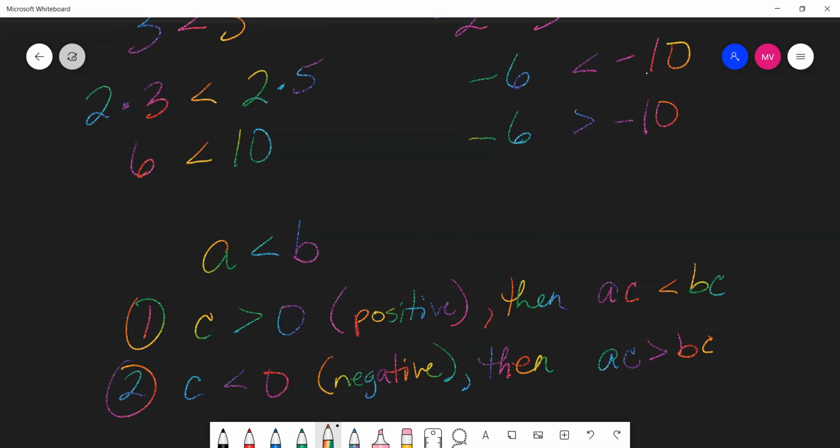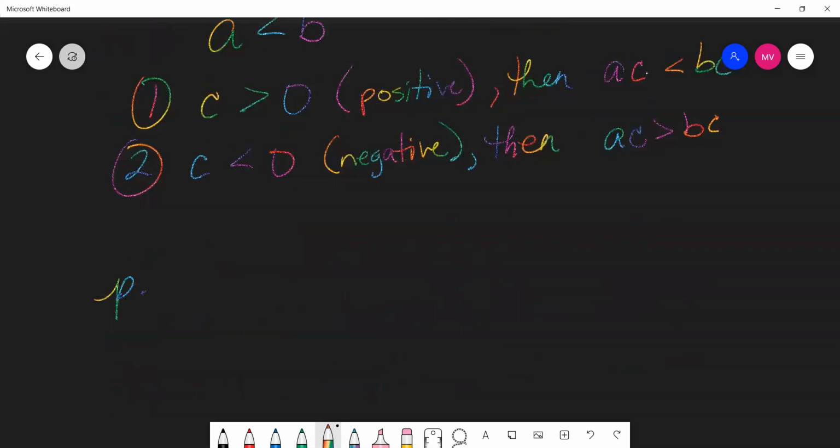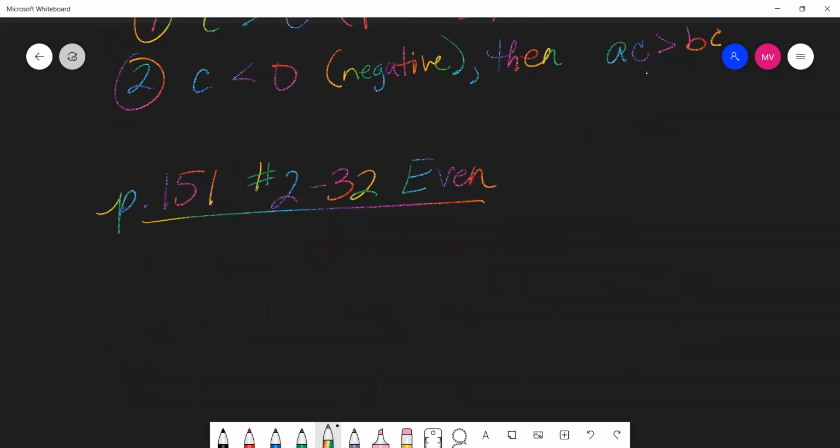So the total homework assignment we're going to do for this, hold on, I keep looking at pre-algebra, all right, is 2 through 32 even, on page 151. And I would say you're doing things the hard way, so don't.